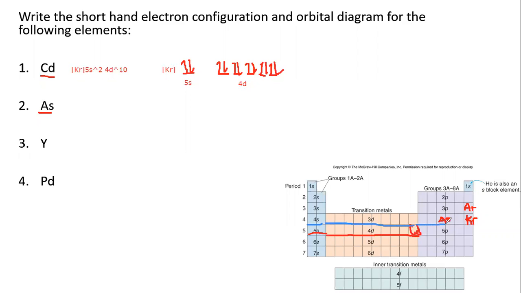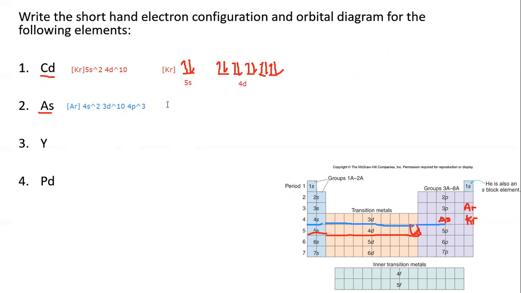and 4p. So if we were to write this electron configuration, it'd be argon 4s2, 3d10, 4p3.